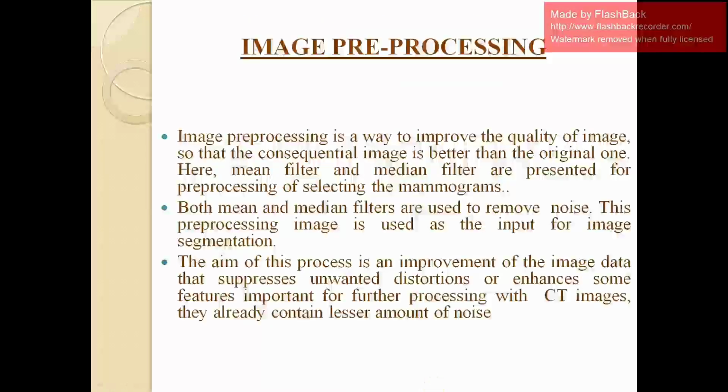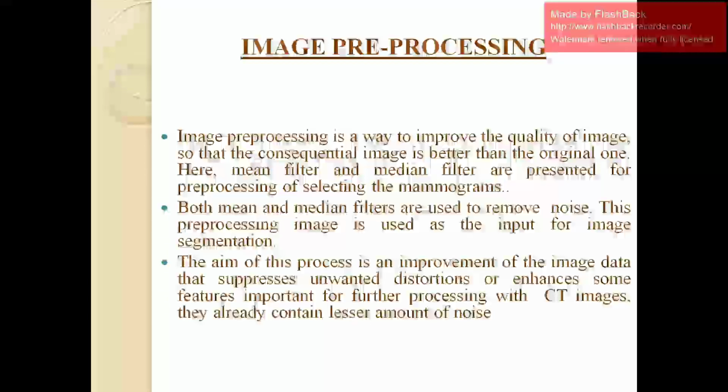First step is image pre-processing. Image pre-processing is a way to improve the quality of an image so that the resulting image is better than the original one. Here the mean filter and the median filter are presented for pre-processing of the selected mammograms.